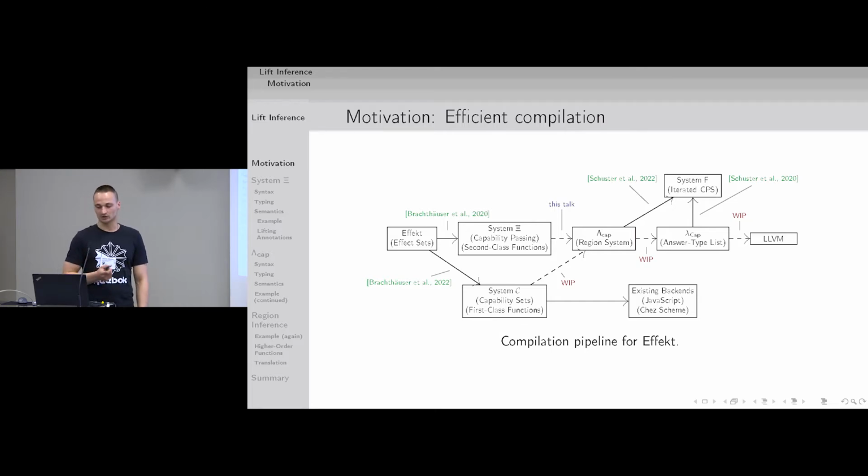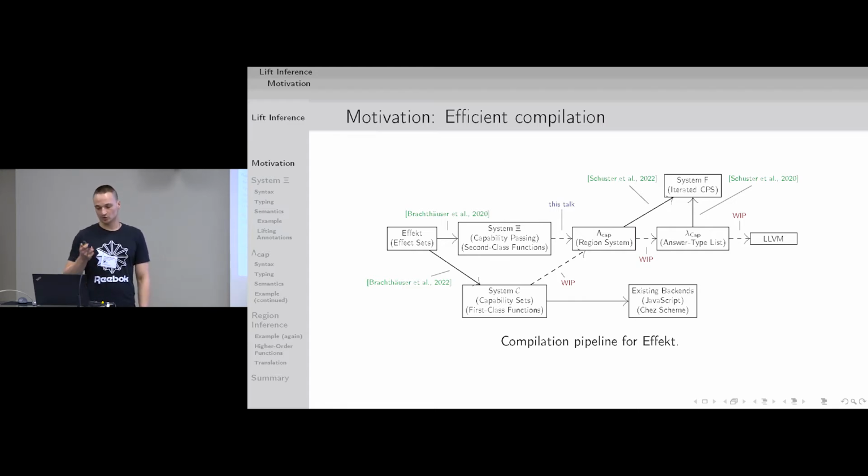What we actually want to target is LLVM, which we want to do via two intermediate representations called big lambda cap and small lambda cap. From there, we already have an existing translation to system F, which is rather efficient. So what we need is a translation to LLVM, which is currently work in progress. The missing link in this compiler pipeline now is the translation from the core language to big lambda cap.